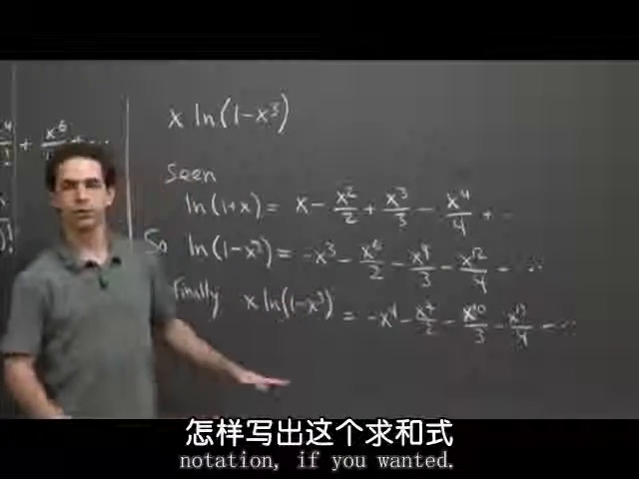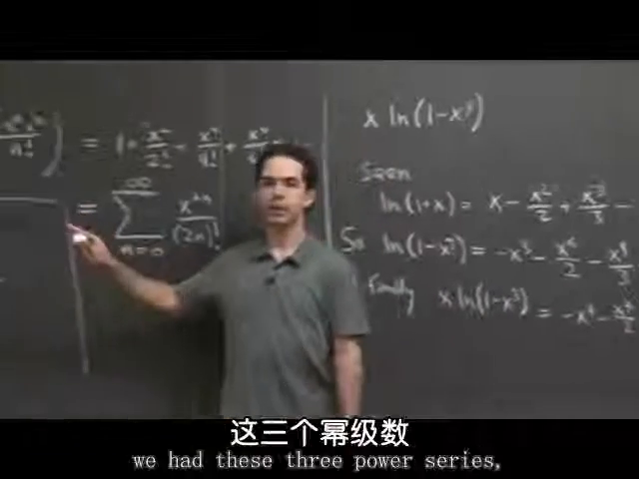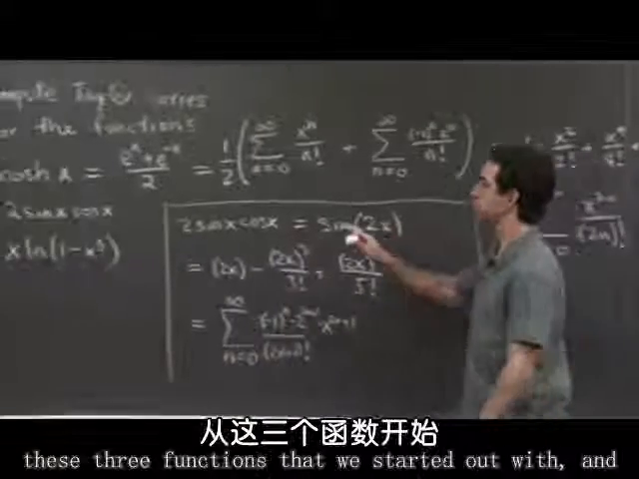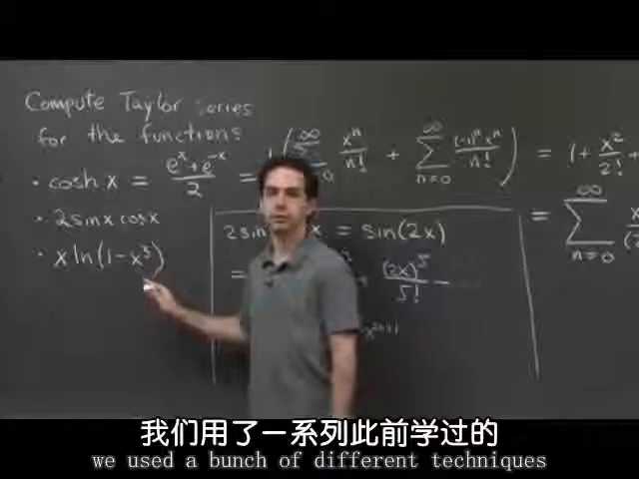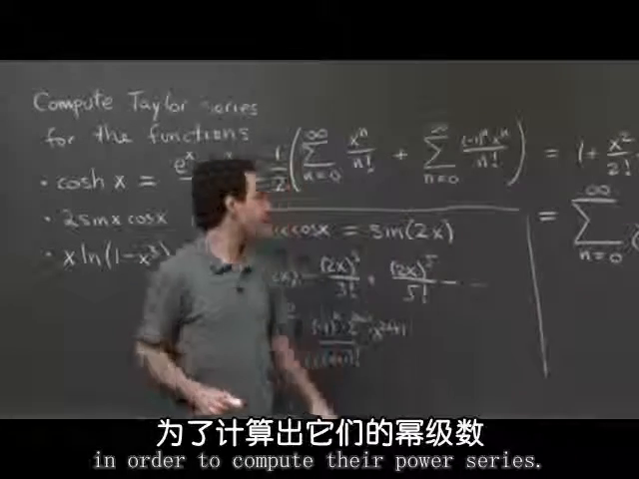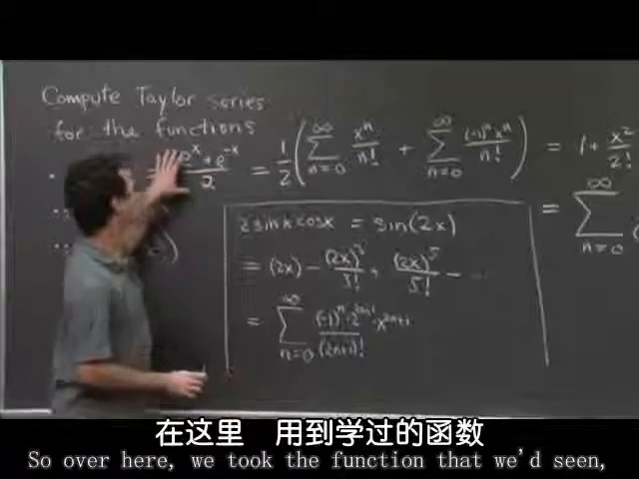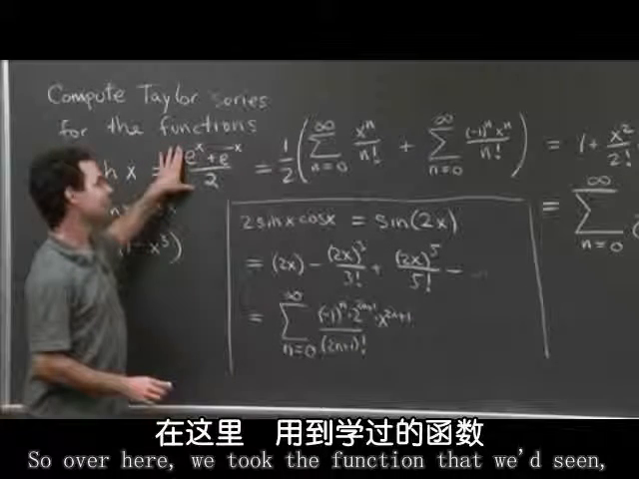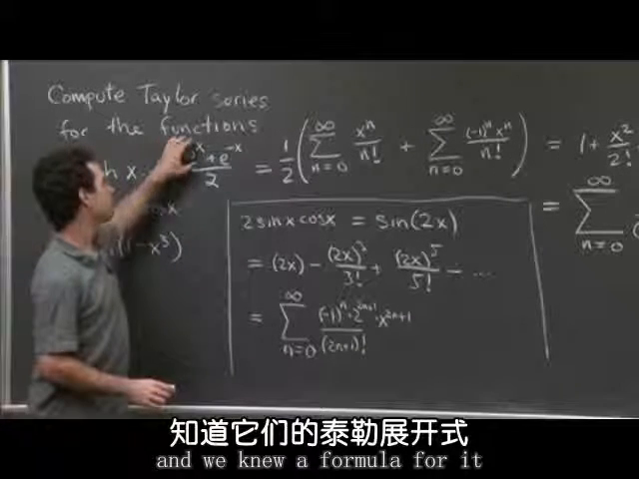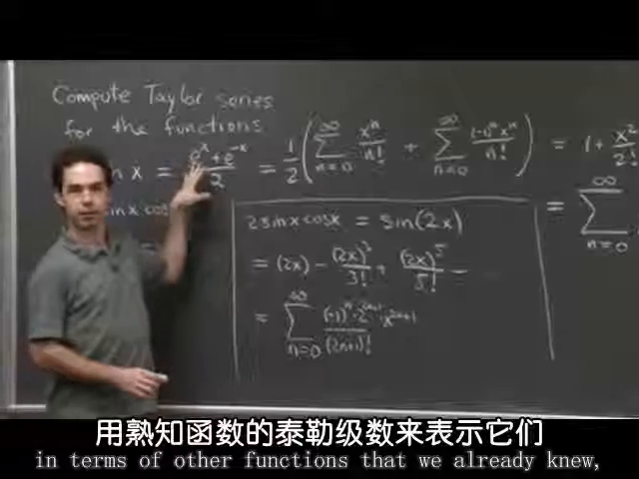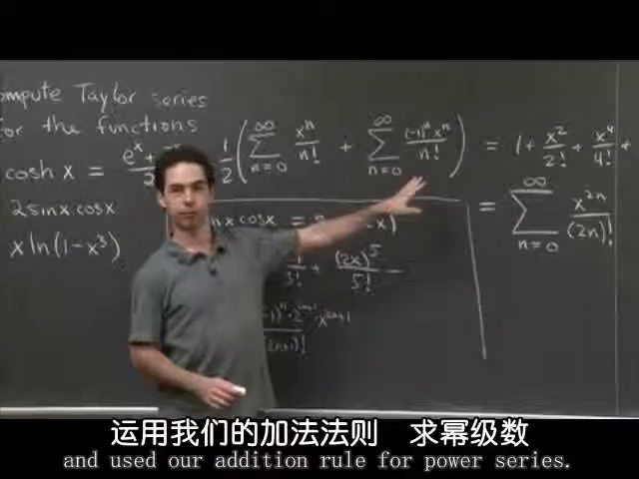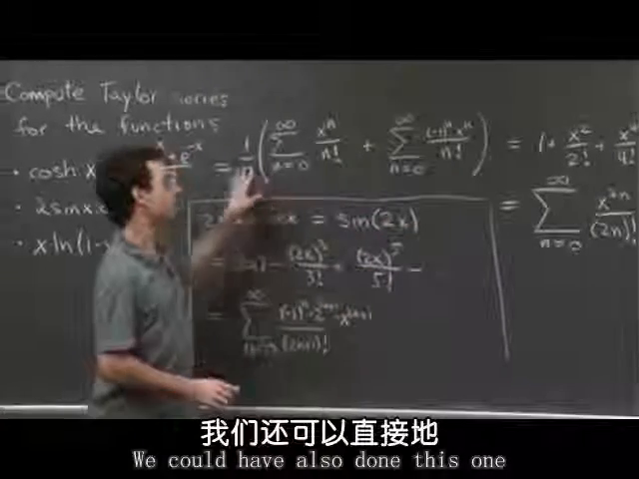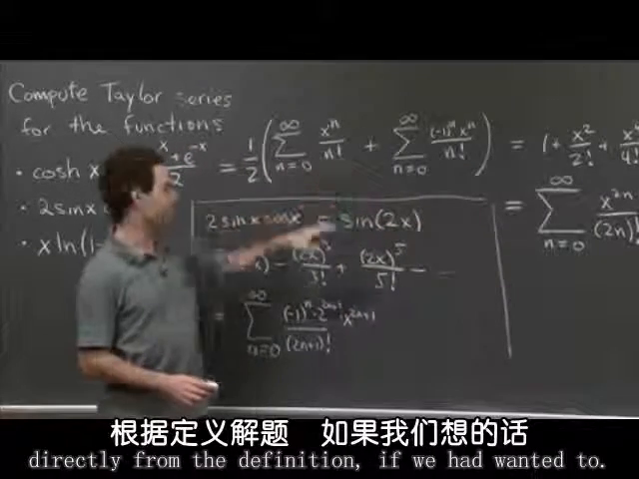So just quickly to summarize, we had these three power series, these three functions that we started out with, and we used a bunch of different techniques that we've learned in order to compute their power series. Over here, we took the function that we'd seen, and we knew a formula for it in terms of other functions that we already knew. So we plugged in those power series and used our addition rule for power series. We could have also done this one directly from the definition if we had wanted to.